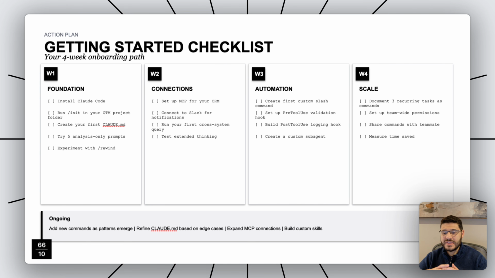Week 3 is where you start diving into automation. Create a custom /command, set up some pre-tool use validation hook, build post-tool use logging hook, and create a custom sub-agent. And lastly, week 4 is where you start to scale up. Once you get into the groove of things, start to document 3 recurring tasks as commands. Set up team-wide permissions, share commands with teams, and measure time saved.